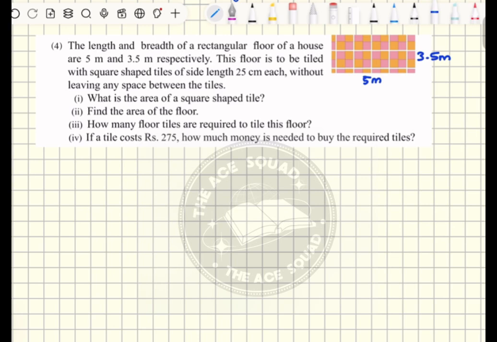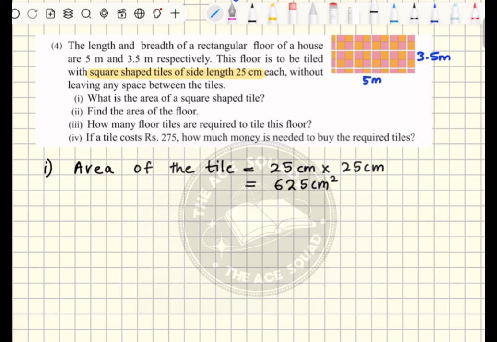the tiles. Roman number 1, what is the area of a square-shaped tile? So we can see that they've clearly mentioned in the question, square-shaped tiles of side length 25 centimeter each. So that is the information that we are going to use. So area of the tile is equal to 25 centimeter multiplied by 25 centimeter, which is going to be 625 centimeters squared.